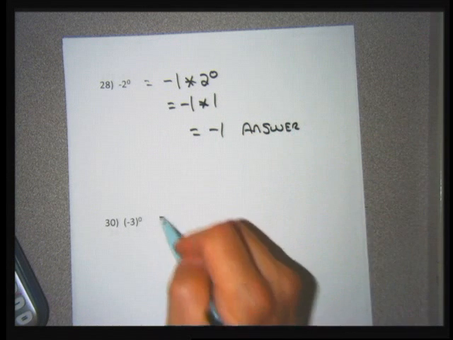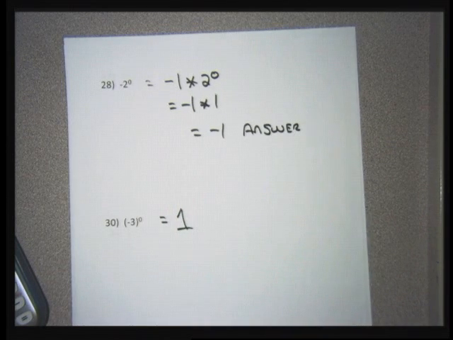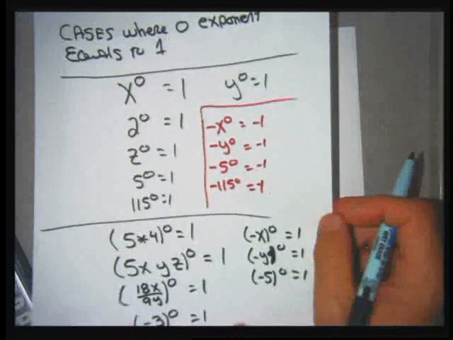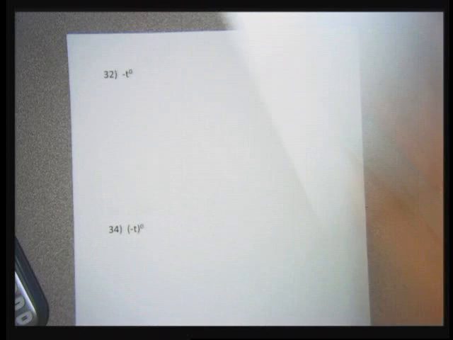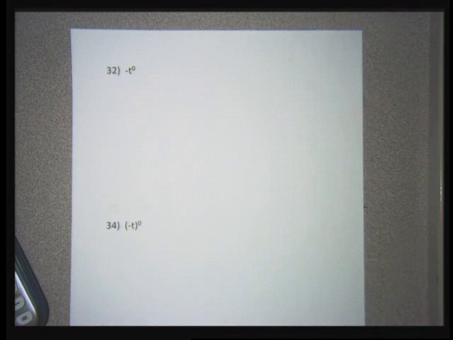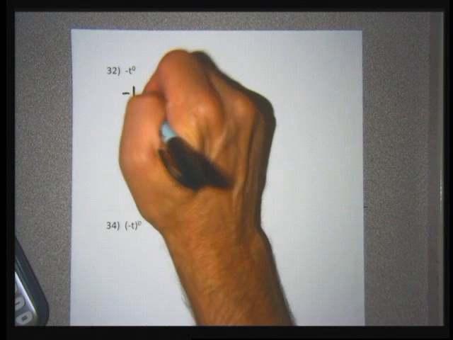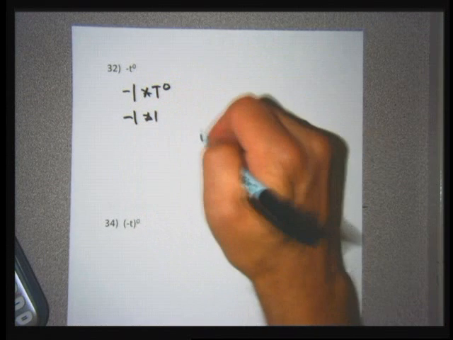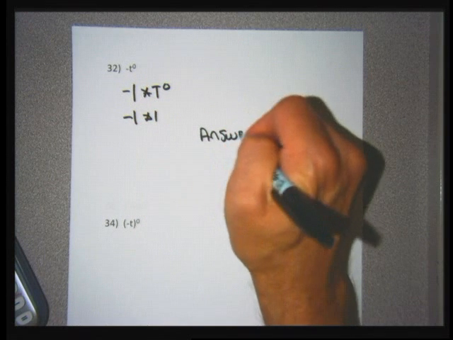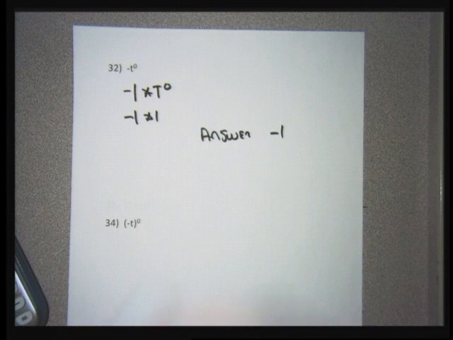And then problem 30, as long as the contents of the parentheses are raised to the 0 power, you get a 1. 32 and 34, same sorts of problems. 32, this is really -1 times t to the 0, which is -1 times 1. The answer to 32 is -1, and 34 fits the mold. The entire contents of the parentheses are being raised to the 0 power, so that's equal to 1.